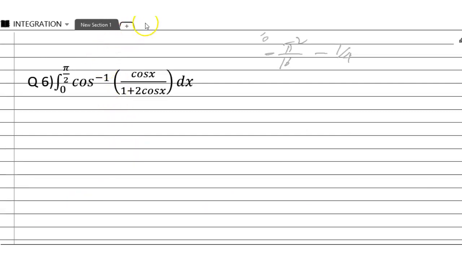Now friends, we are going to solve Coxeter's equation. This equation is called Coxeter's integral. So friends, let's start to solve. Let's take cos x divided by 1 plus 2 cos x equals z. Okay. I hope I can clear.